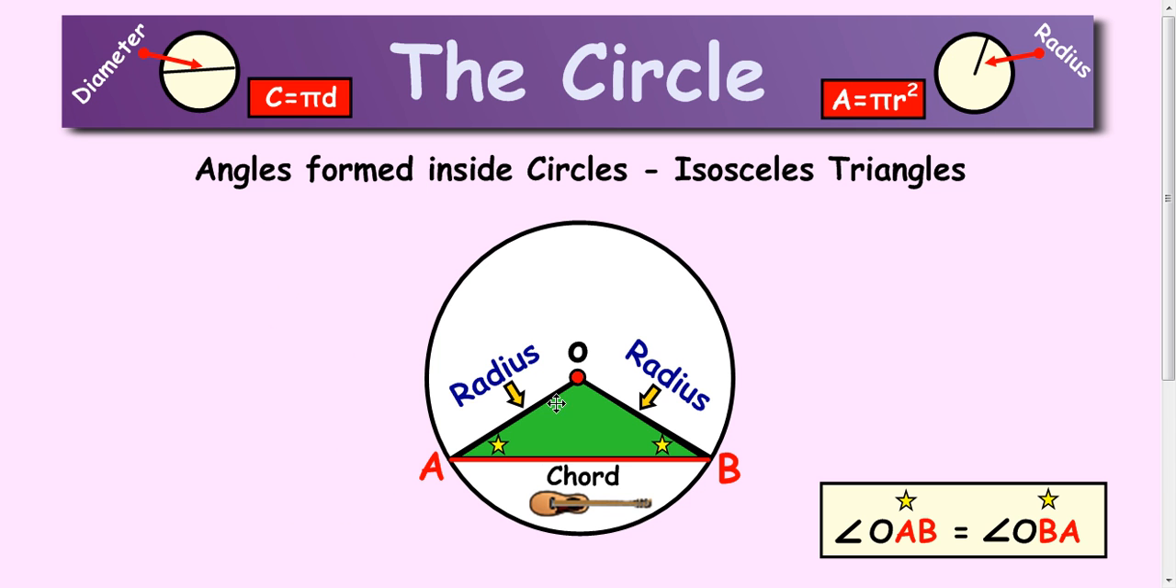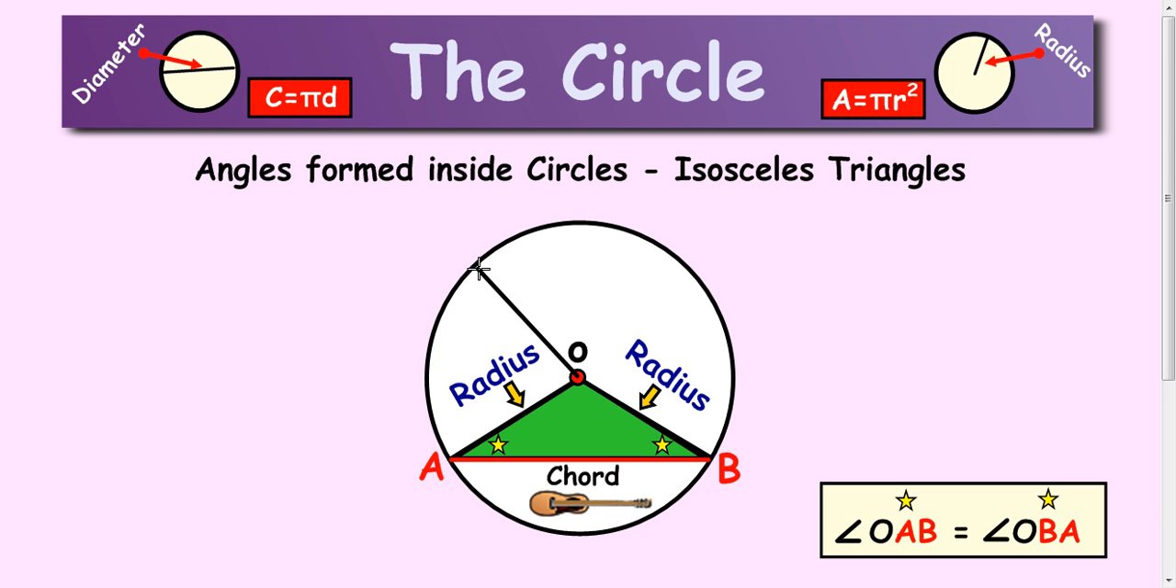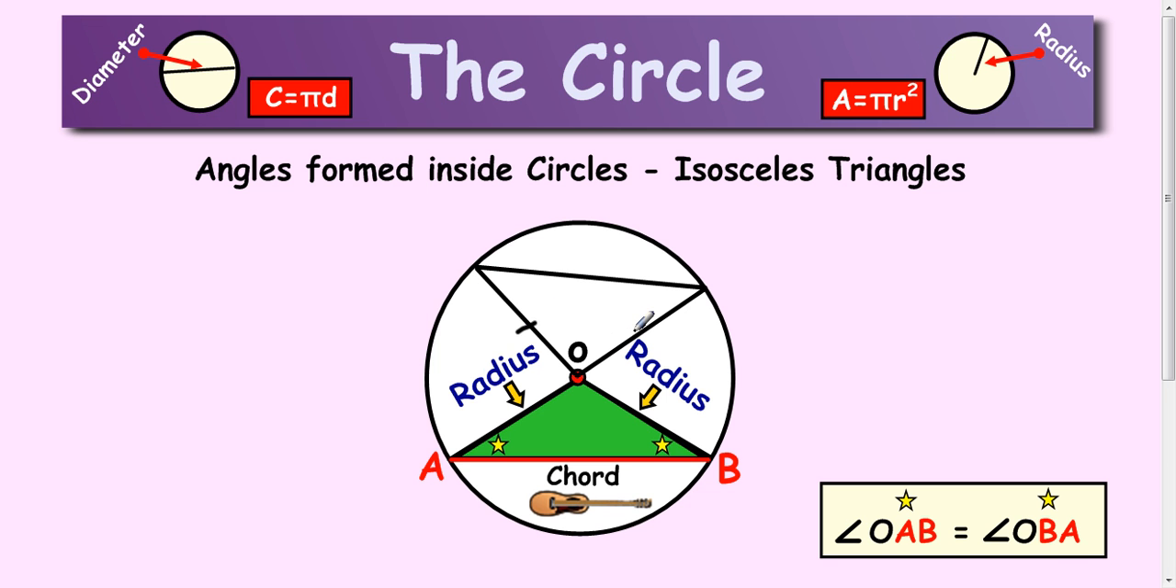Now, they are created inside a circle from radii, or two radiuses. So we have a radius here and a radius there. That creates the isosceles triangle, and the angles on the outside, i.e. closest to the circumference, are exactly the same. It doesn't have to be in this setup here. I could take a radius here and then another radius here, and if I join these two up, then I have an isosceles triangle again. That side is exactly the same as that side because that's a radius and that's a radius, and this angle here is exactly the same as that angle here.